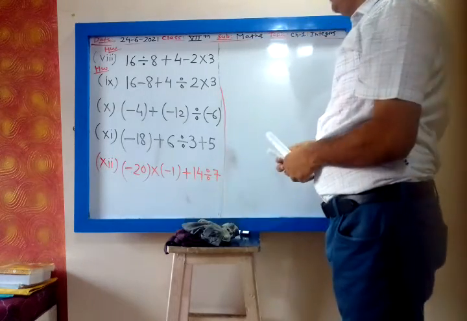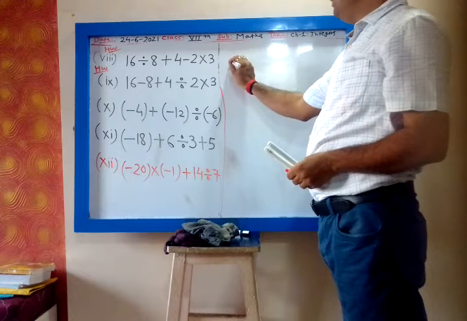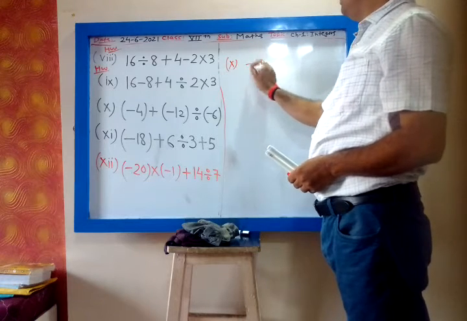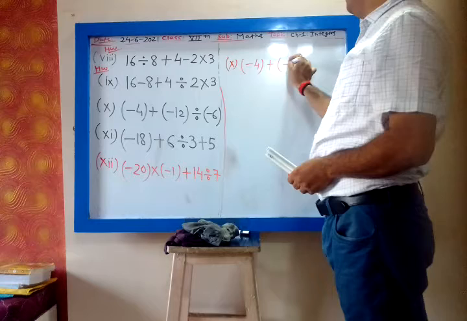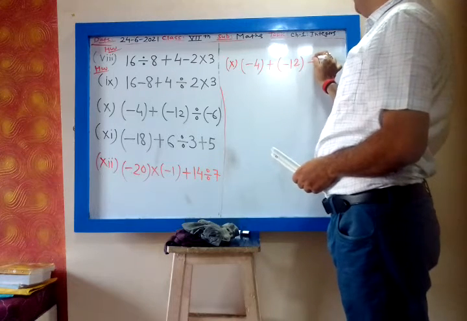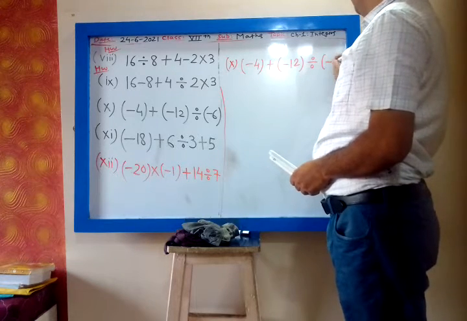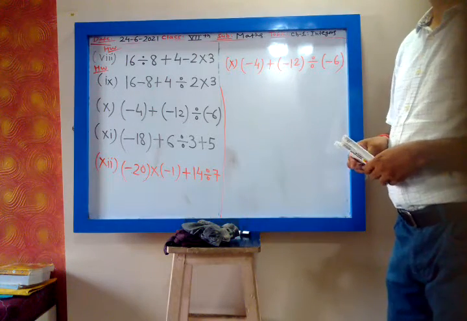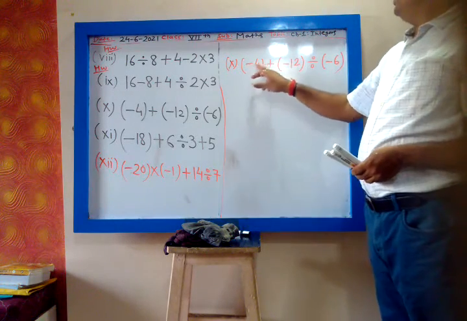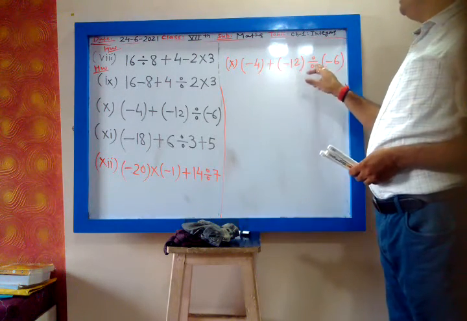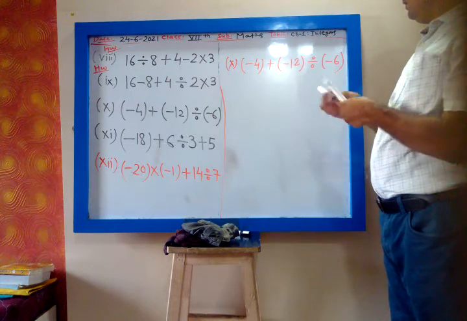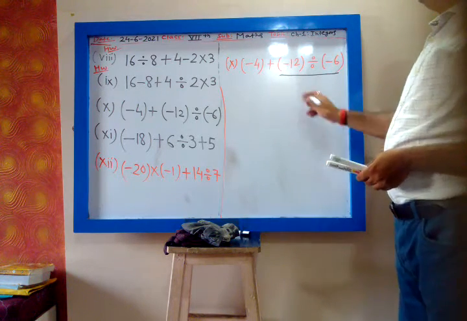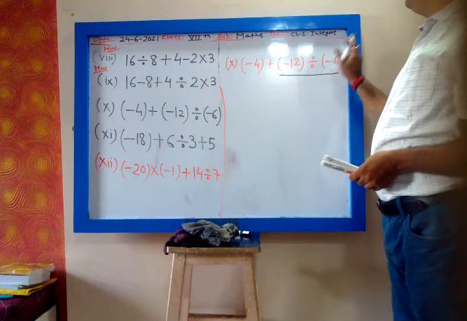Now 10th one is minus 4 plus minus 12 divided by minus 6. So now we apply BODMAS. You have minus sign, you have plus sign, minus sign and division. Which is to be performed first? First we perform this division. We perform minus 12 divided by minus 6 first.